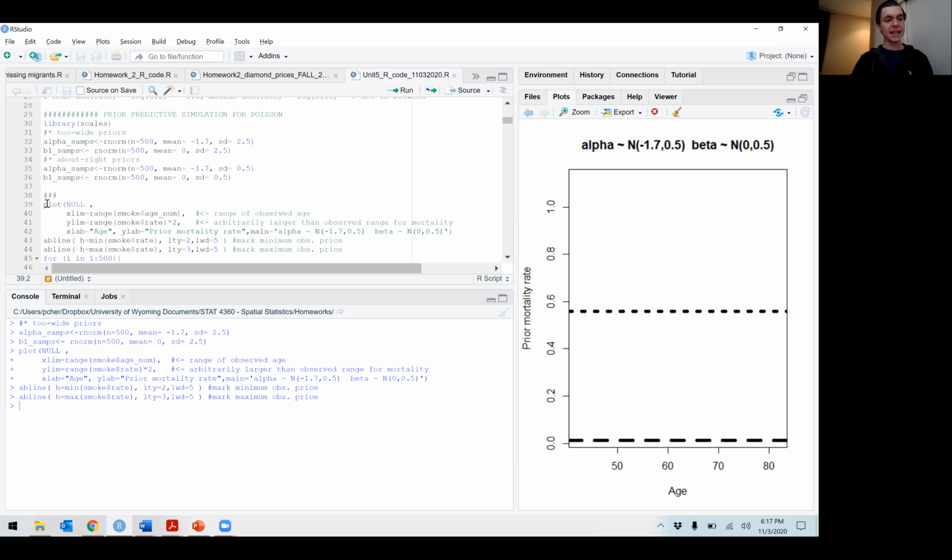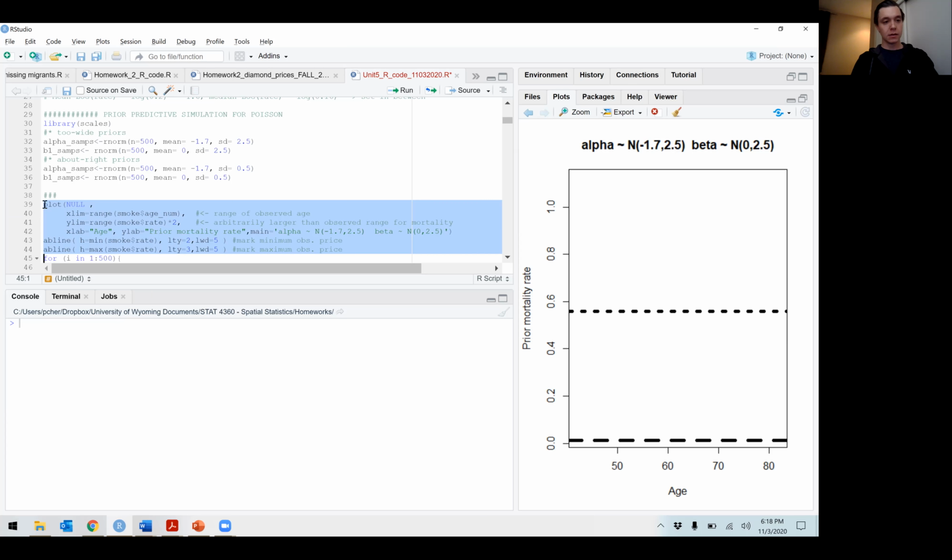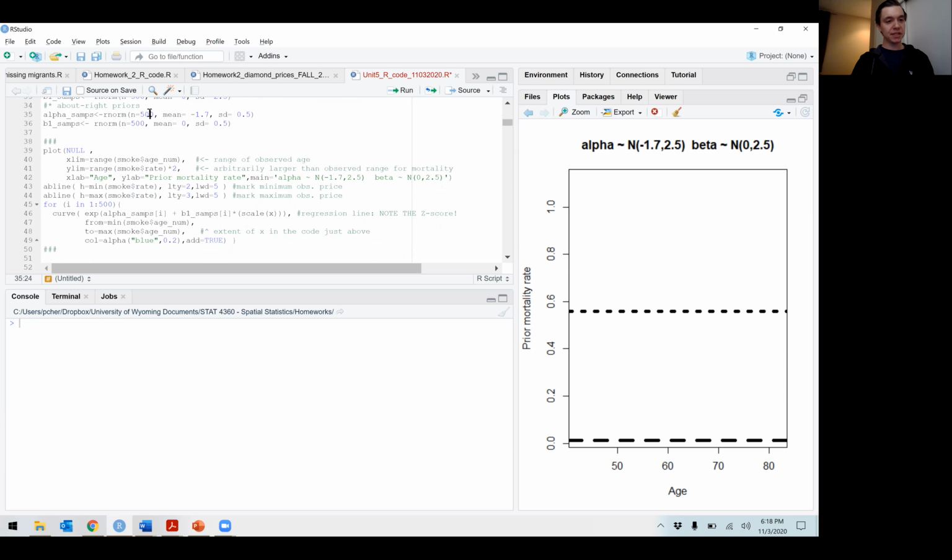Maybe disregard my label, because the label was for the PowerPoint presentation. So I'll just adjust the label. No problem. Then 500 times, I'm doing e to the power of my linear predictor. Notice I'm doing e to the power of alpha plus beta times a centered and scaled age.